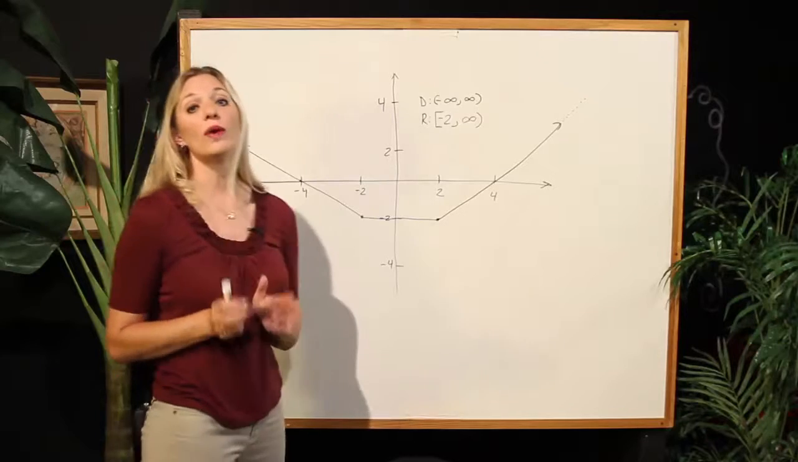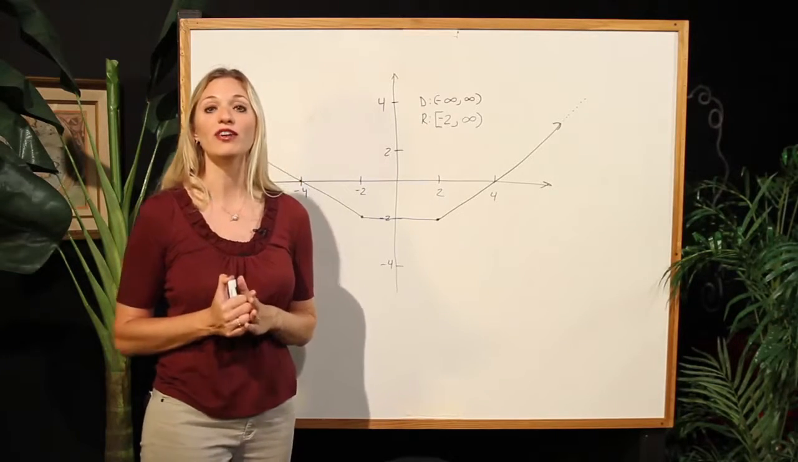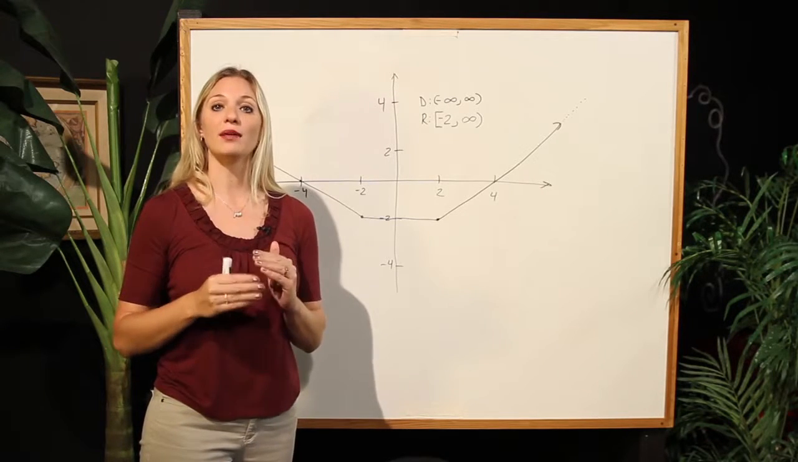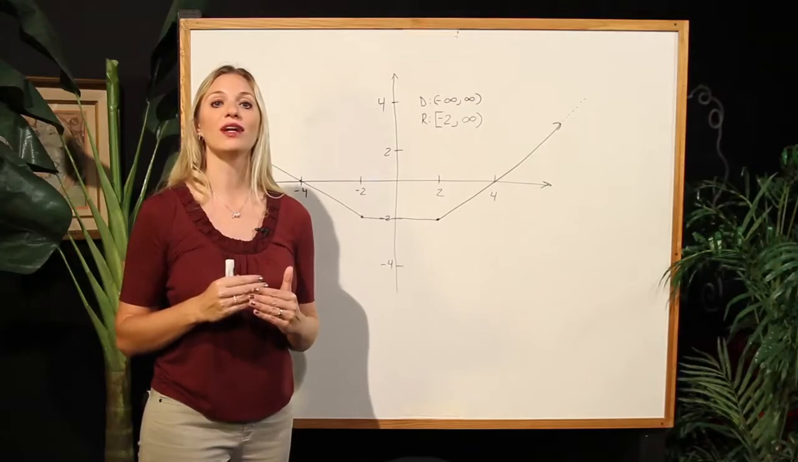When determining the domain and range of a function, make sure to look left to right for your domain and then bottom to top for your range. Parentheses if we are trying to not include the point, and brackets if we are including it.